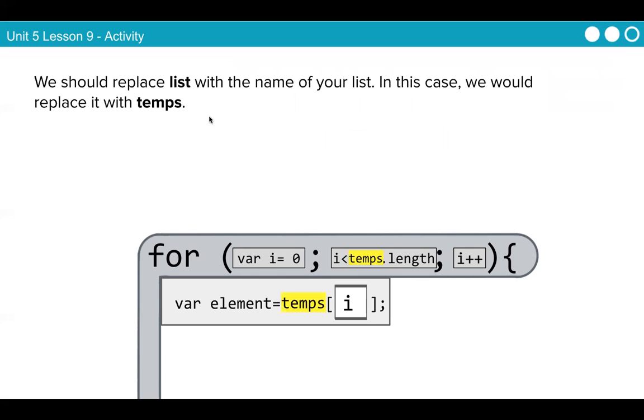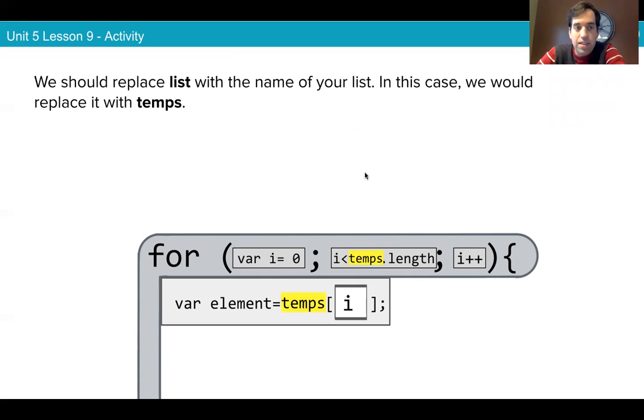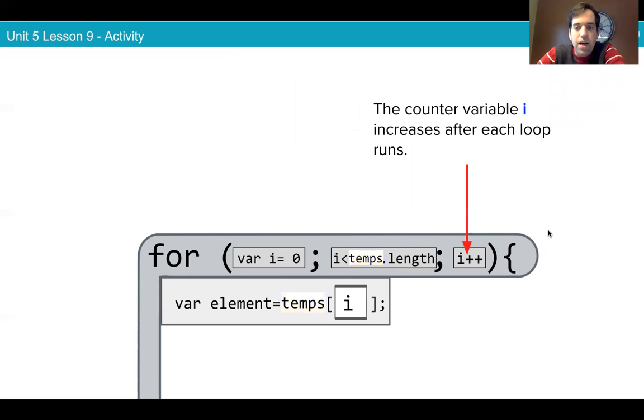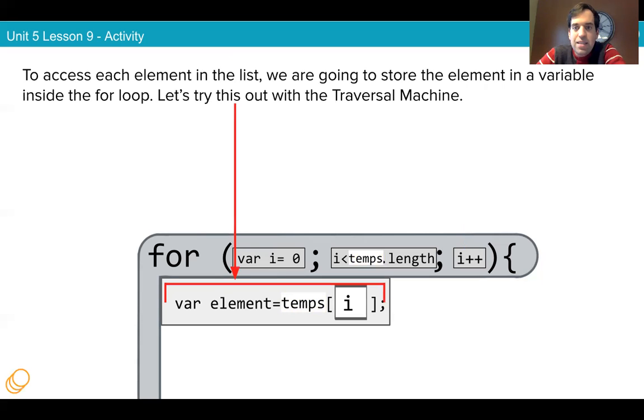We're going to replace list with the name of our list. In this case, we're going to replace it with temps because temps is what we called our variable slash list earlier on. The counter variable i, as we know, is going to increase after each loop runs. It'll increase by 1 each time. That's what plus plus does, and that's what we've been using so far. So that's not anything new. To access each element in the list, we're going to store the element in a variable inside the for loop.